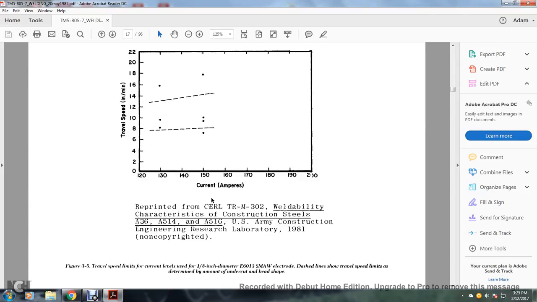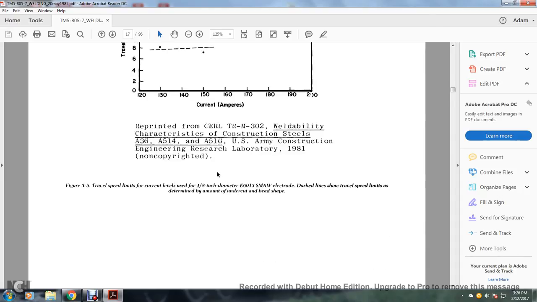Alright, this is your reprinted circular TRM302 welding characteristics of the construction steel A36, A514, A516, U.S. Army Construction Engineering Research Laboratory, non-copyrighted. Current amperes from 120 to 200, your travel speed in inches per minute. Your amperes line up around 130 and 150 amperes.